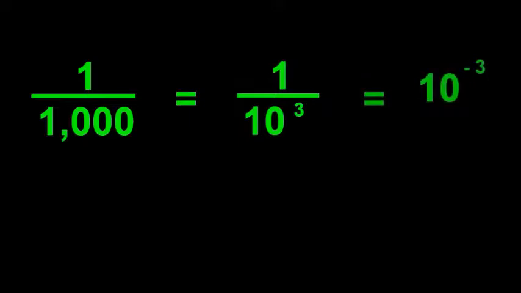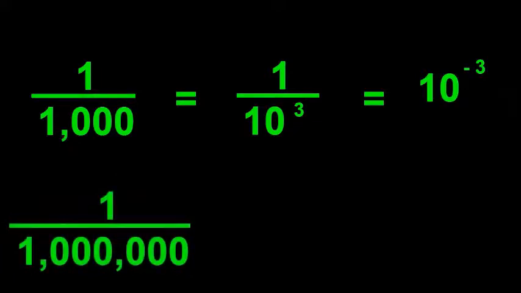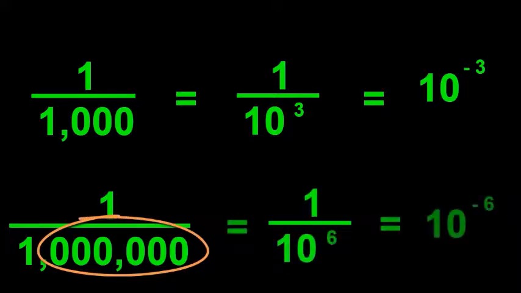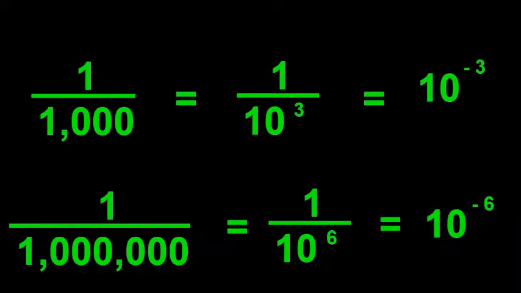1 on 1,000 is the same as 1 on 10 cubed, so it can be shortened to 10 to the minus 3. Notice that the 3 corresponds to 3 zeros on the bottom of the fraction. What's 1 over a million? A million's got 6 zeros, so that's 10 to the minus 6. When there are lots more zeros, it gets way quicker to write it this way. We'll show both ways of writing it from now on.